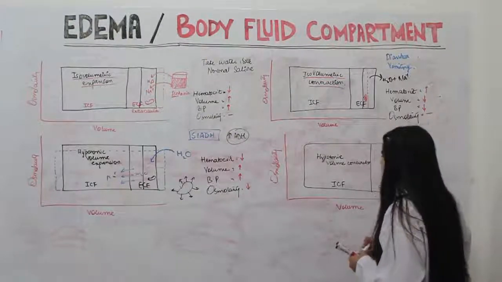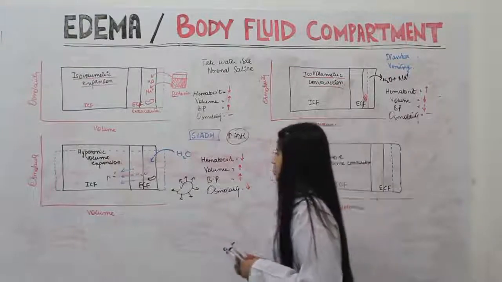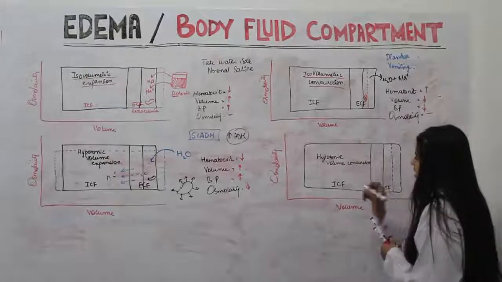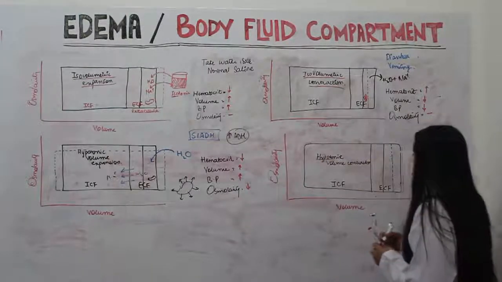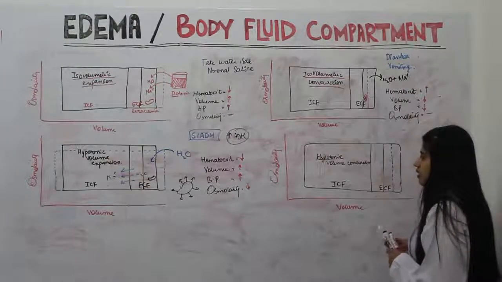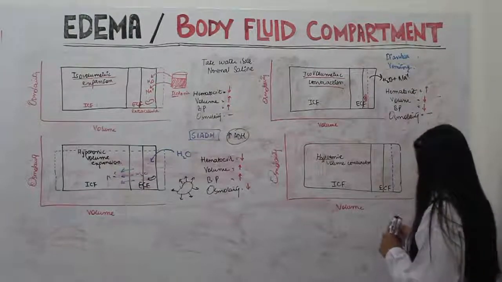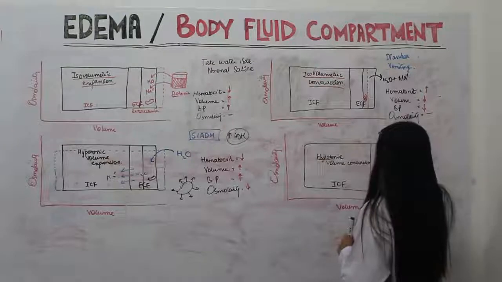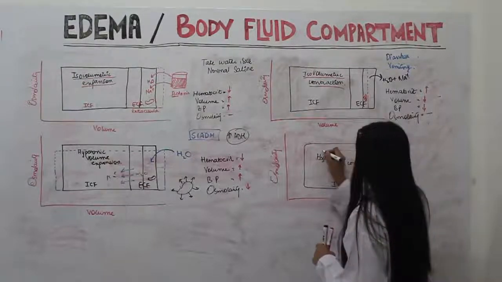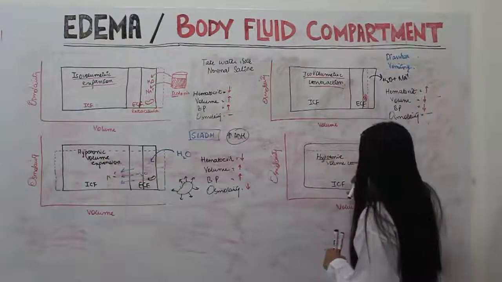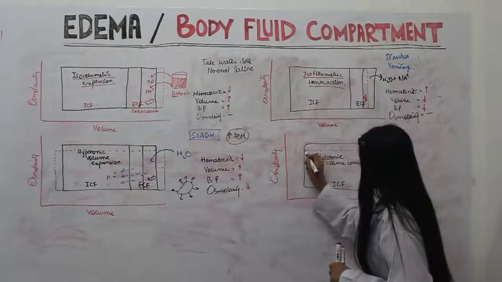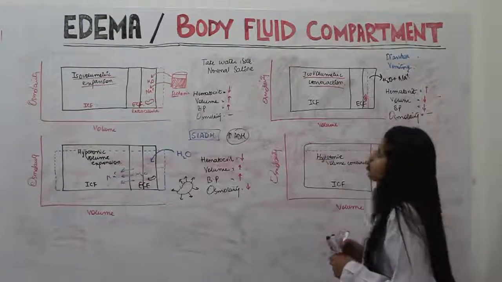And what would happen to the osmolarity? First, let me write you the thing. That this is hypotonic. What would happen to the osmolarity? Decrease. In the hypotonic solution, I told you many times that osmolarity will decrease. There is isovolumetric contraction. So there is decrease in the osmolarity for sure.